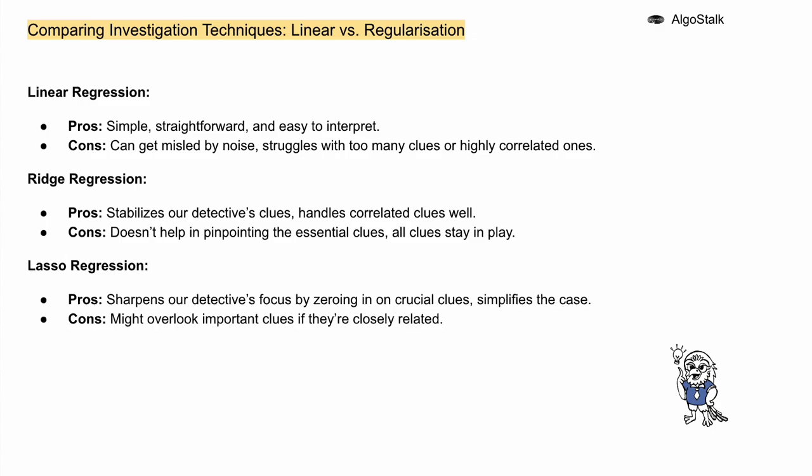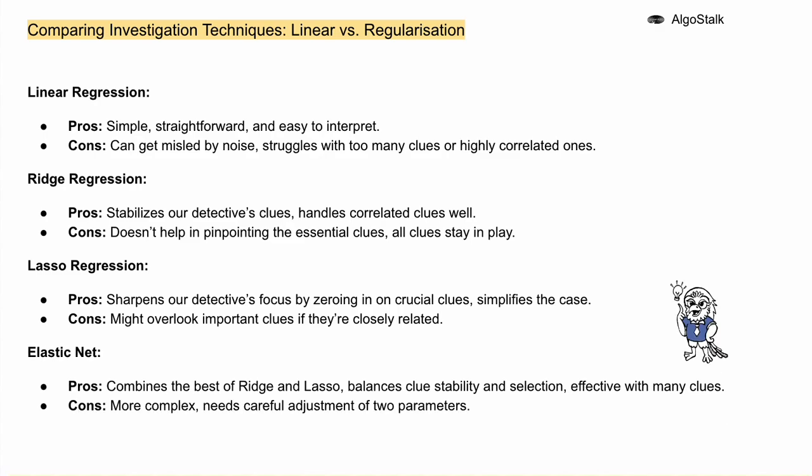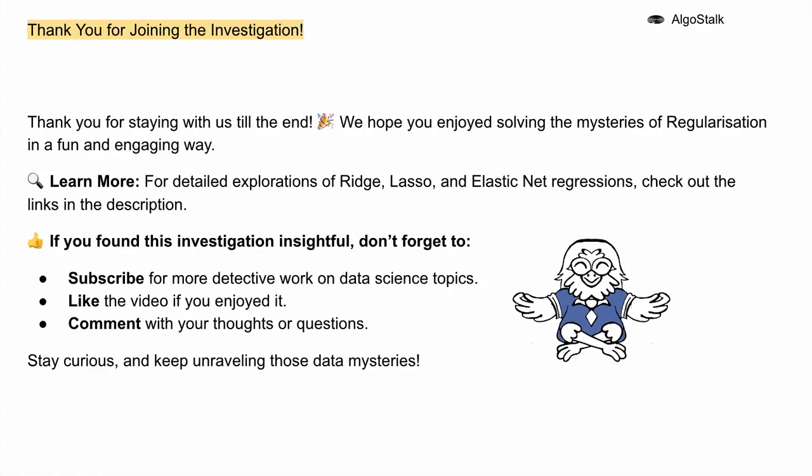Lasso regression sharpens our detective's focus by zeroing in on crucial clues, simplifying the case, but might overlook important clues if they are closely related. Elastic net combines the best of Ridge and Lasso, balances clue stability and selection, and is also effective with many clues. But it is more complex and needs careful adjustment of two parameters.